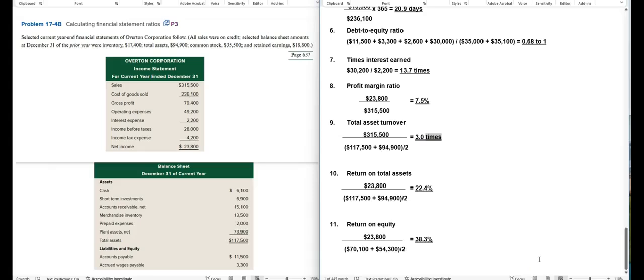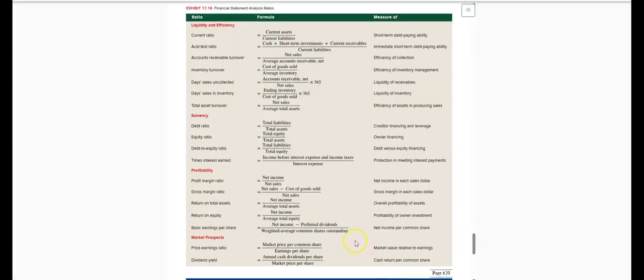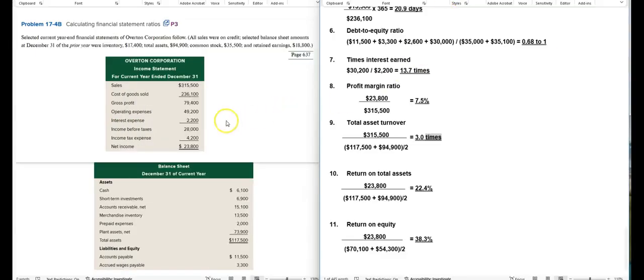A return on assets is going to be the amount of net income divided by average assets. Net income of 23.8 divided by our average assets, 22%. Oops, did not mean to do that. Sorry about that. In other words, our net income is 22% of the amount we have invested.